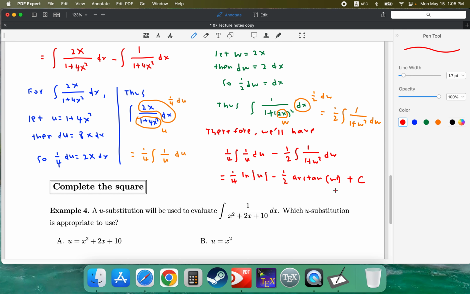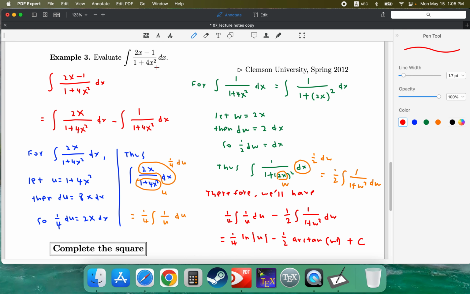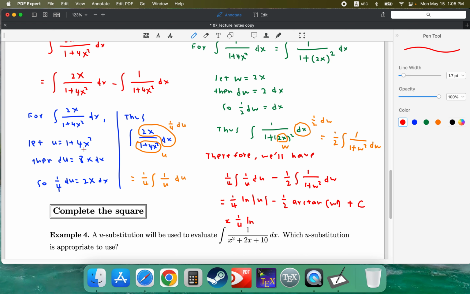Okay, and remember, this is not your final answer because you started with an integral with respect to x. Your answer should be in terms of x. Okay, so right here, this is 1 over 4 natural log of u. U is 1 plus 4x squared. And notice that 1 plus 4x squared is always positive. No matter what x you plug in, 1 plus 4x squared is always positive. That means we can get rid of the absolute value sign.